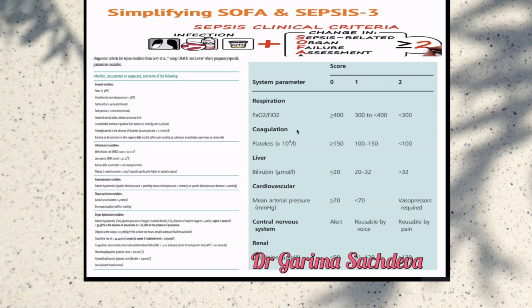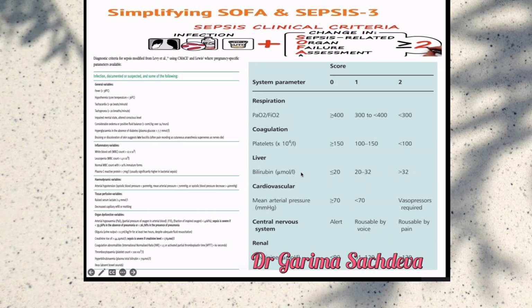In respiration, they have taken PaO2 by FiO2. If it is less than 300, then the score is 2. Platelet count, if there is thrombocytopenia less than 1 lakh, it is SOFA 2. Bilirubin, if it is more, SOFA 2. In CVS, they have taken arterial pressure, and if vasopressors are required, it is SOFA 2. CNS, based on arousal status, if the patient is alert, it is 0. If the patient is arousable only on pain, that is 2.